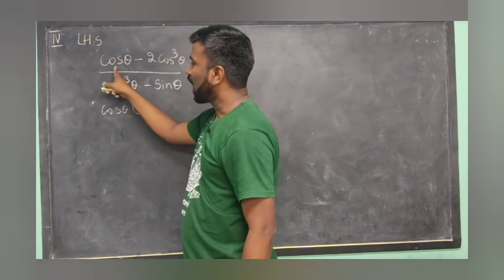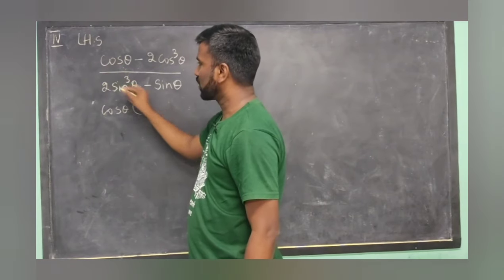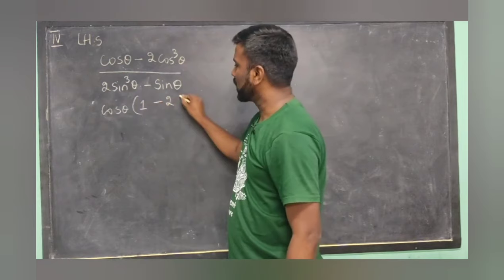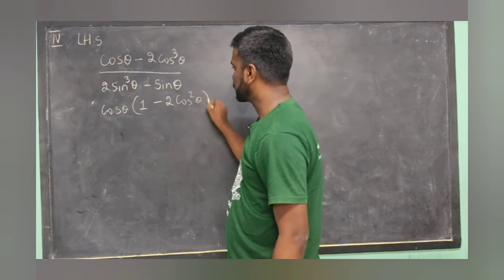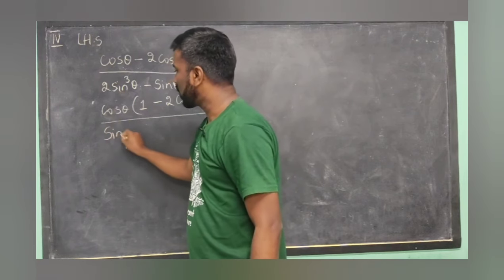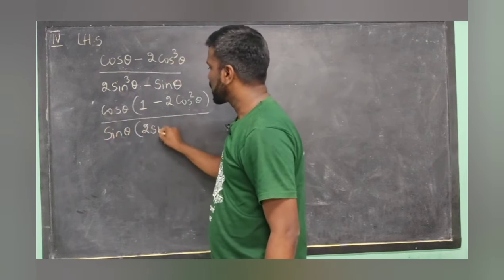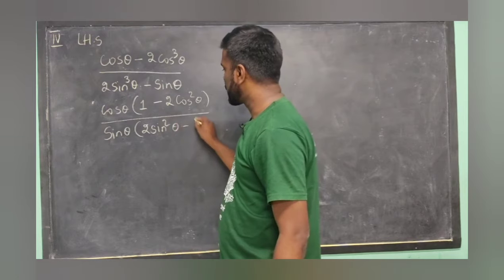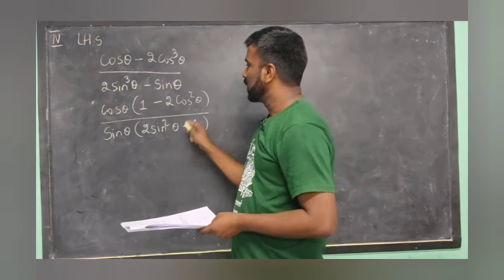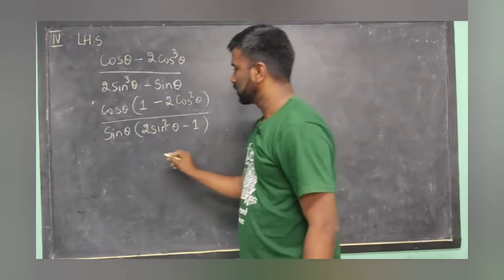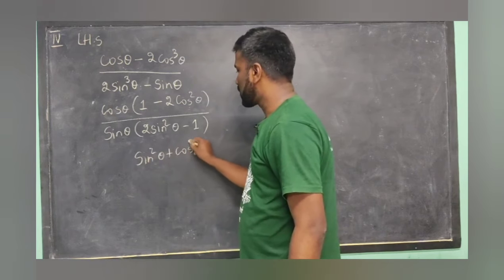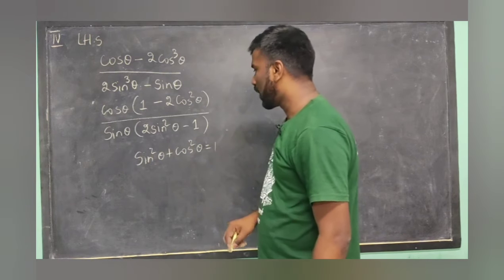Now take cos theta as common factor. We get 1 minus 2 cos square theta, since cos cube theta becomes cos square theta, whole divided by, take sin theta as a common factor, we get 2 sin square theta minus 1. Now, the identity: sin square theta plus cos square theta equals 1.